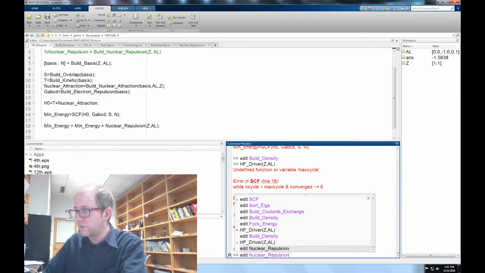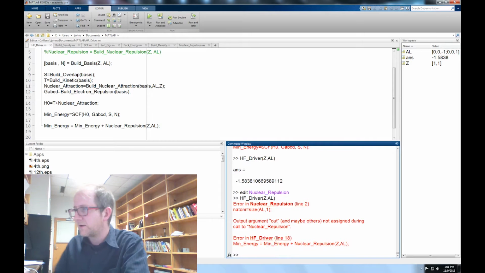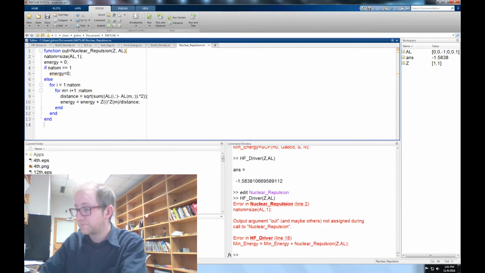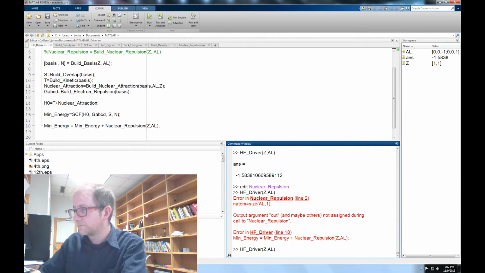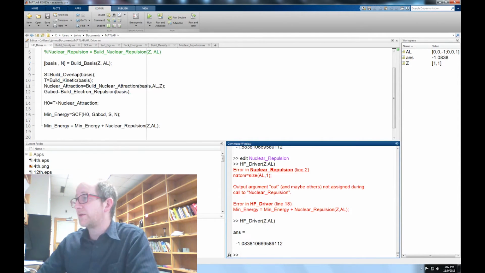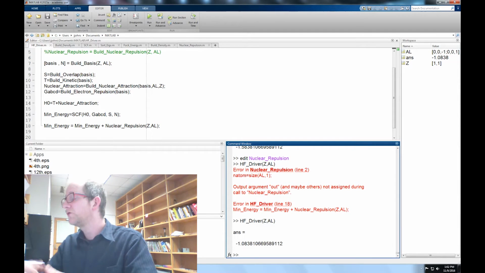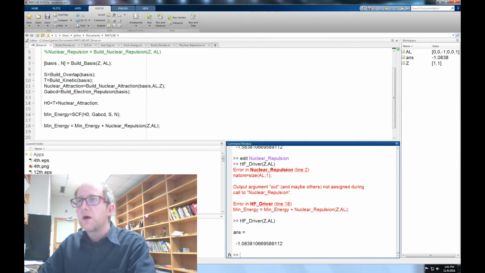Okay, so now let's do that little trick again. HF driver, Z and Al, this is 2 hydrogen nuclei. And out. Let's go take a look at that. Out equal energy. Okay, and there we have it. That is the total electronic energy within the Hartree Fock approximation of 2 hydrogen atoms located 2 Bohr apart from each other. So all in all, this is actually not that much code, and it didn't take that long to write. Let's try something else.